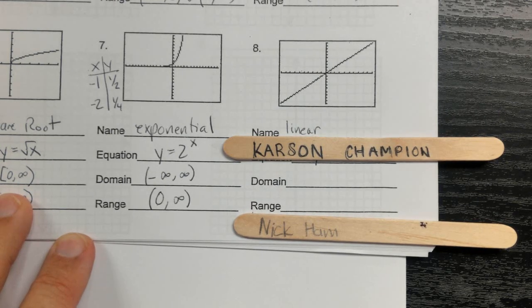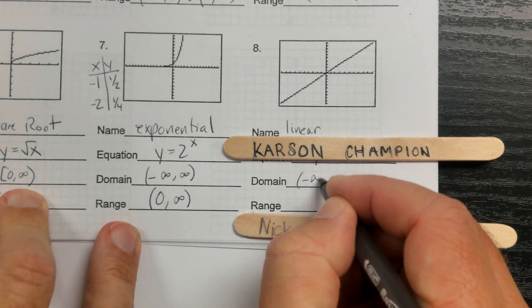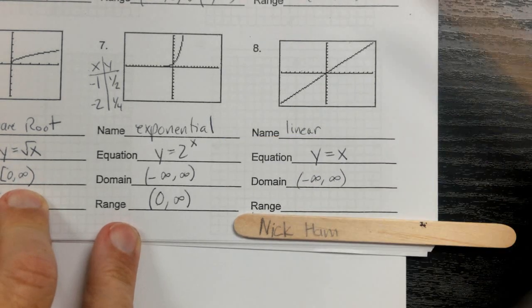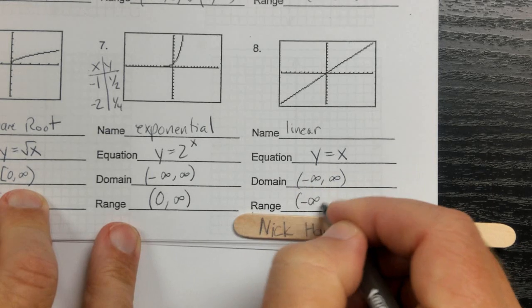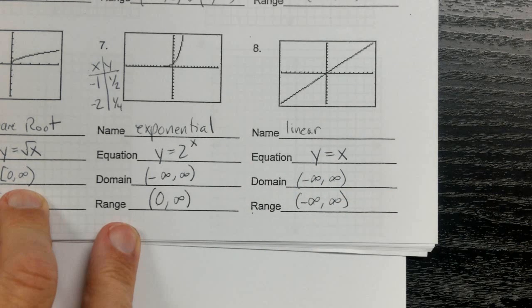Carson, how about the domain? It's negative infinity. Yes, sir. And Nick, the range? Same thing. Negative infinity to infinity.